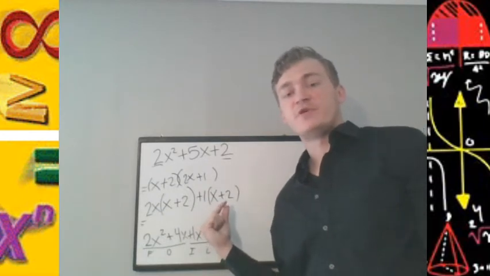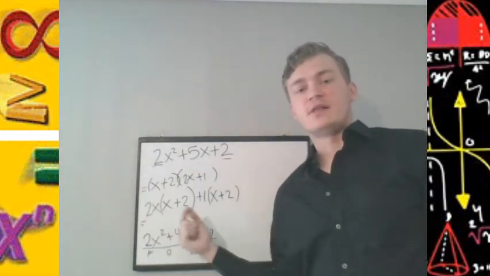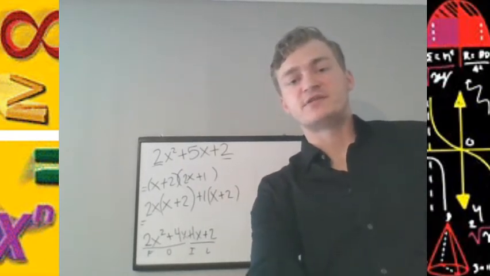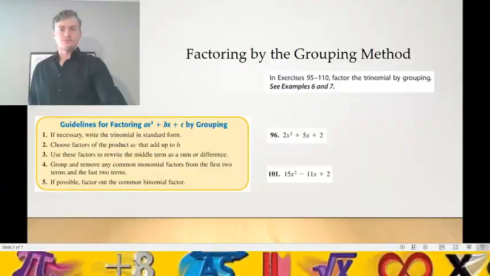The common binomial factor x plus 2 moved out front, leaving behind 2x plus 1, therefore having our two binomial factors x plus 2 and 2x plus 1.